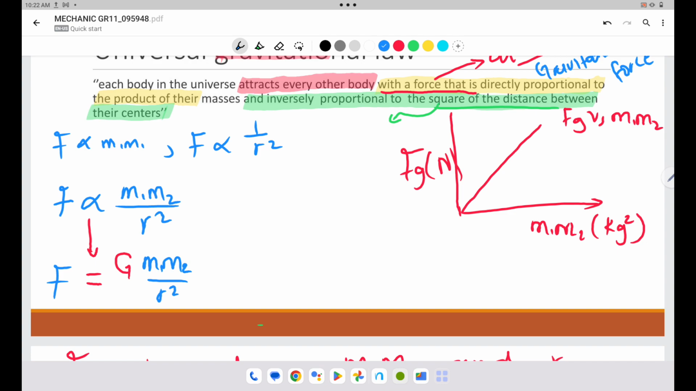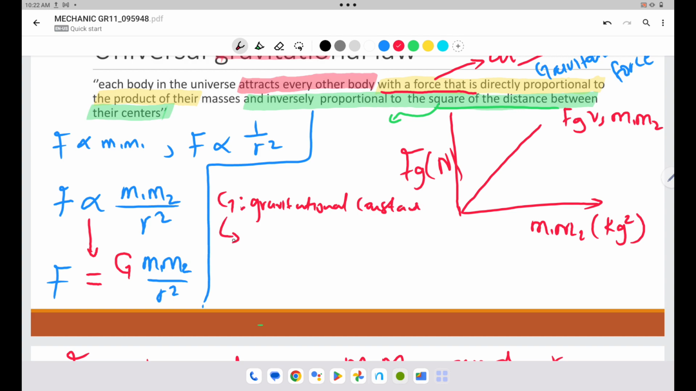This is our equation, and we are going to use it to calculate the gravitational force or any other variable that appears in it except G. G is a constant. It's always given on the data sheet. So G is called the gravitational constant. It does not change. And the value of G is 6.67 times 10 to the power negative 11 N·kg^-2·m^2.